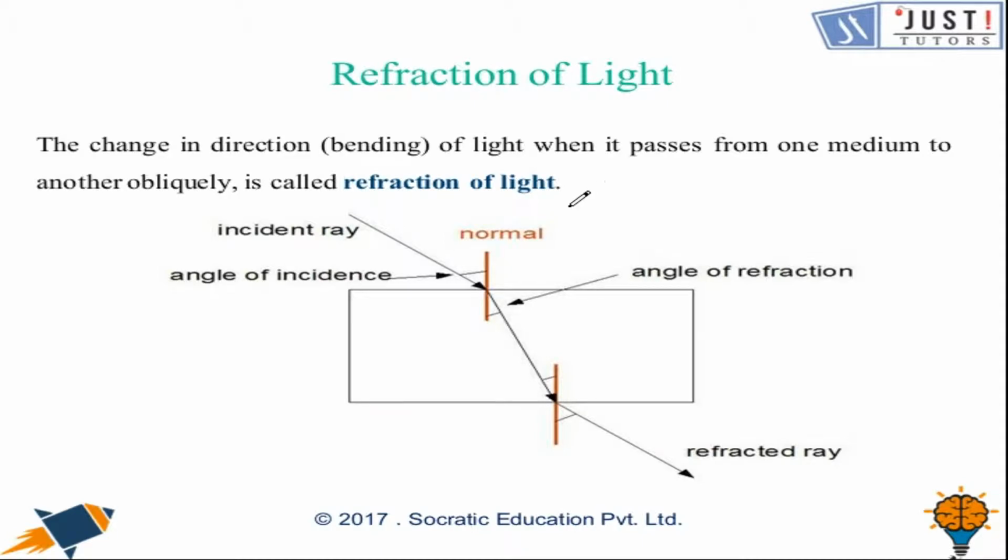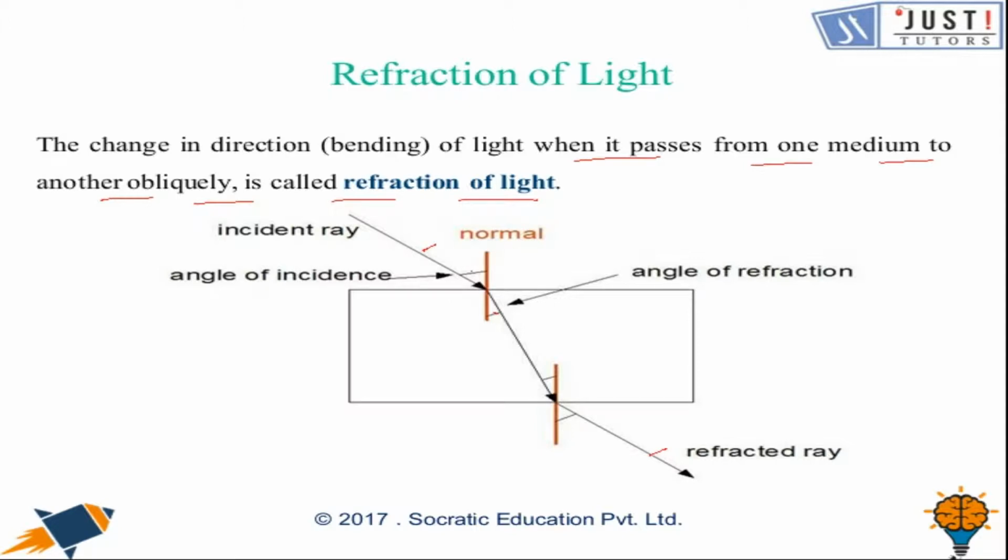Basically, the change in direction or bending of light when it passes from one medium to another obliquely is called refraction. As you can see here, this is a piece of glass, light is entering from this side, it bends here, and then again while going outside, it bends again. This is the incident ray, this is the refracted ray, this is the angle of refraction, this is the angle of incidence.